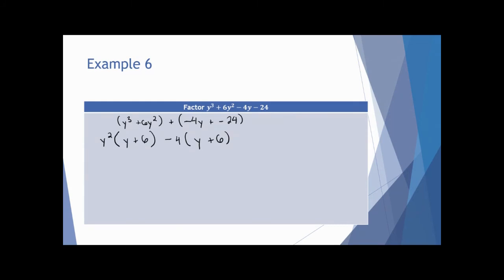So now my first set is y plus 6, the part that matches in parentheses. My second set is what's in front of them, the y squared minus 4. But now I am not done because with the y squared minus 4, this is a difference of squares. So I need to factor again.